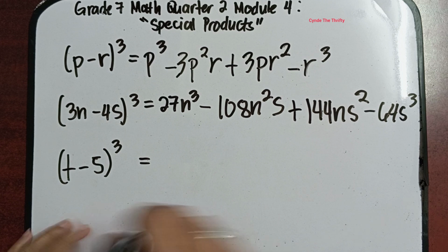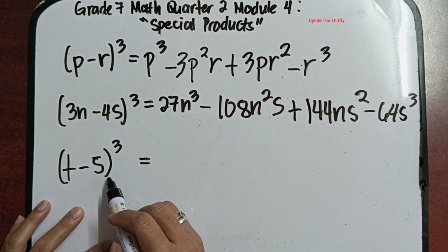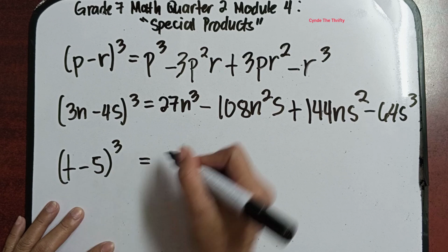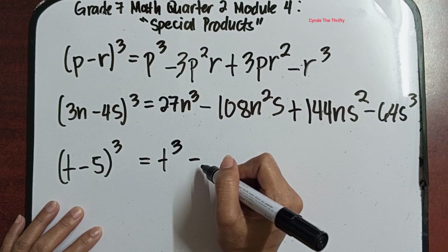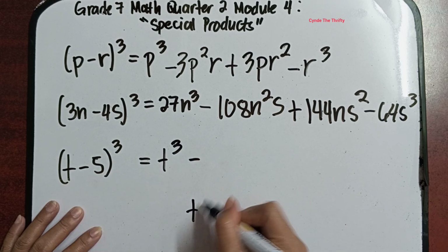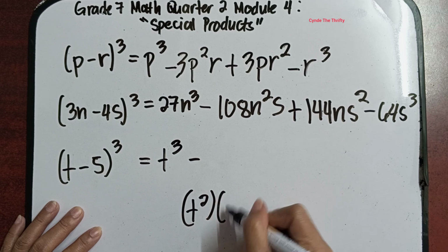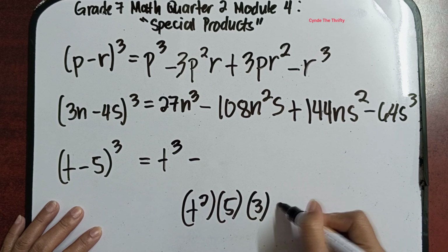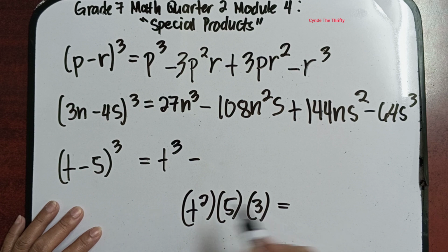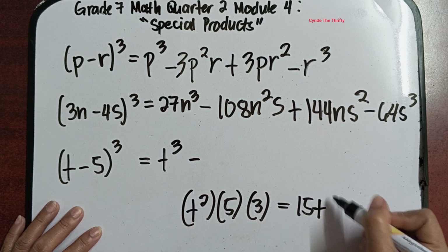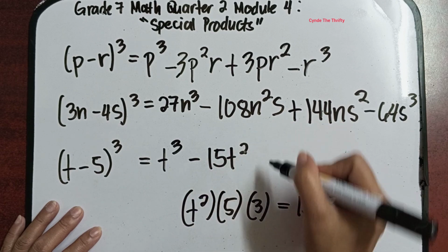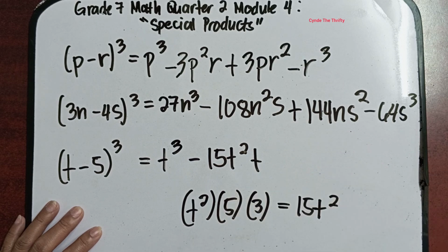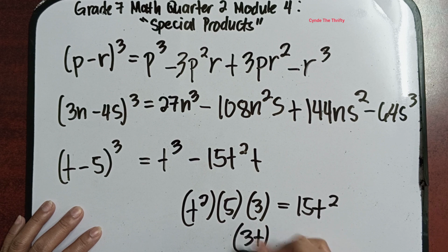Okay, so third example tayo. (t minus 5) cube. So, i-cube natin yung first term. So, that is t cube. Subtract, okay? So, i-subtract natin ang square ng first term. So, t squared times the second term na 5 times 3. Okay, so 5 times 3 equals 15, so 15t squared. Okay, so minus 15t squared. And then next is i-add natin 3 times the first term. So 3 times the first term, so 3t. Times the square of the second term.